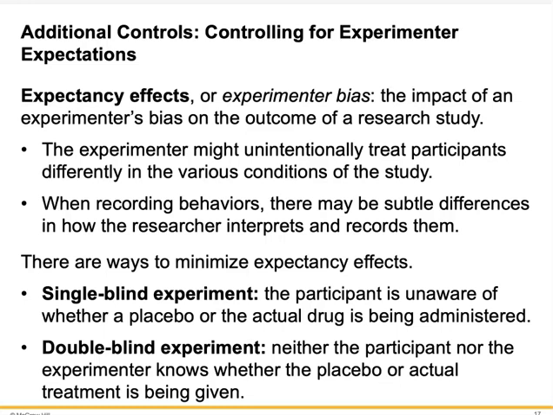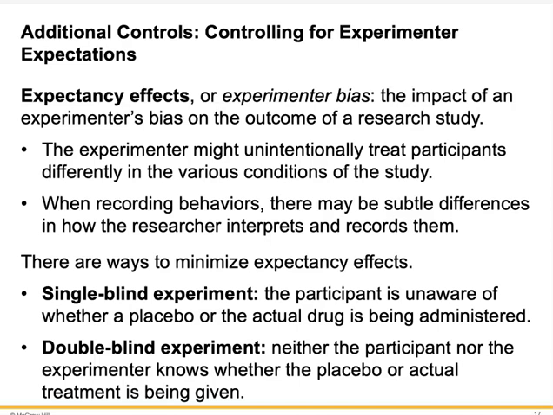So one of the things we have to look at is expectancy effects, or what we call experimental bias. And this is the impact of an experimenter's bias on the outcome of a research study. And so really what we're talking about is that the experimenter might unintentionally treat participants differently in the various conditions of a study. Okay. And so when recording behaviors, there may be subtle differences in how the researcher interprets and records them as well.